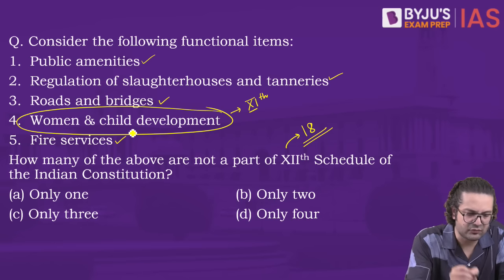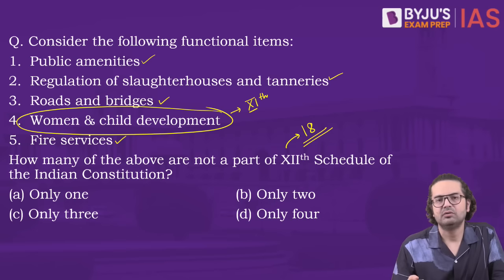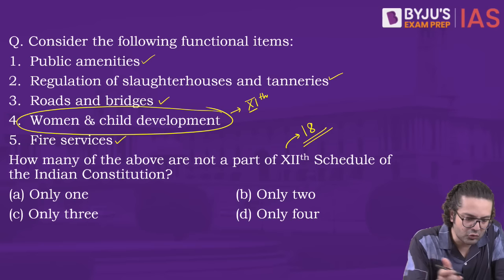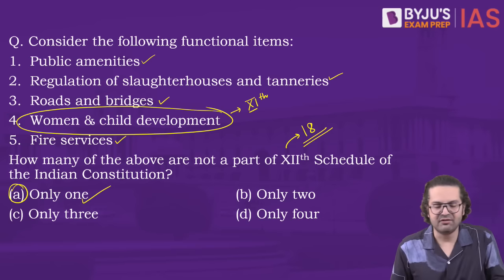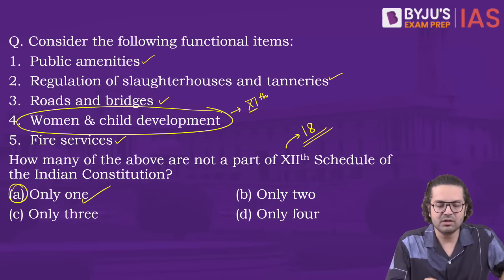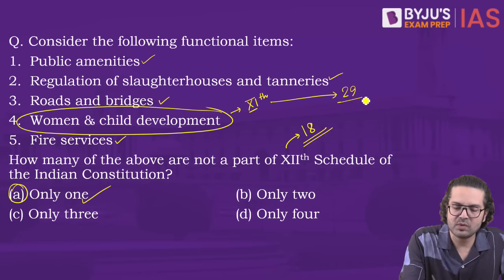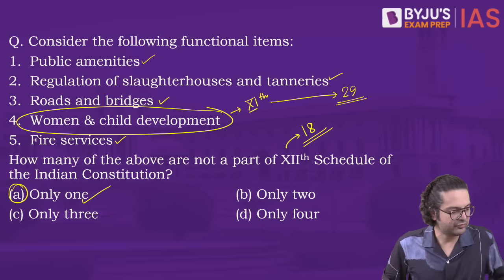Fire services, yes, of course. So 1, 2, 3 and 5 are parts. So we know how many are not a part. Only one is not a part, which is women and child development, which is a part of the 11th schedule, which contains a list of 29 topics on which panchayats can be allowed to make laws.